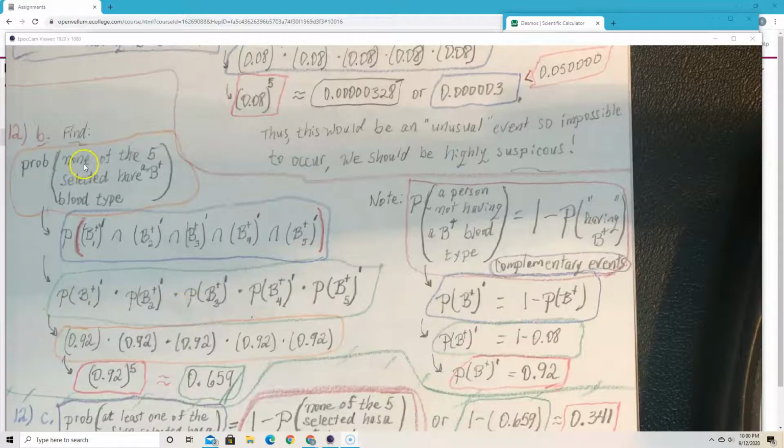So, what's the probability that none of the 5 selected people have a B positive blood type? None of them have it. So that is equal to the probability of the first person not having B positive blood, that's the complement, and the second person not having B positive blood, and the third person not having B positive, and the fourth person not having B positive, and the fifth not having B positive. Because we talked about how these were independent events, we can write the probability of all this as equal to the probability of each one by itself multiplied together.